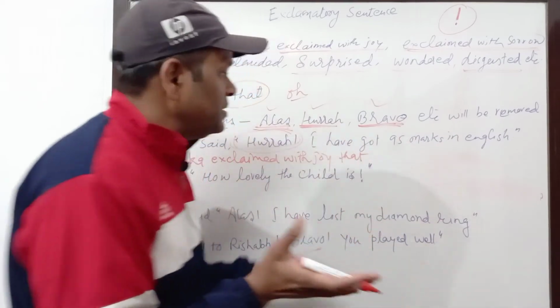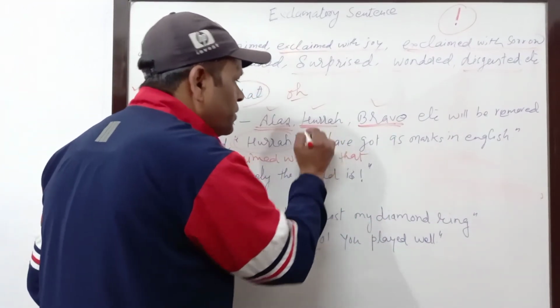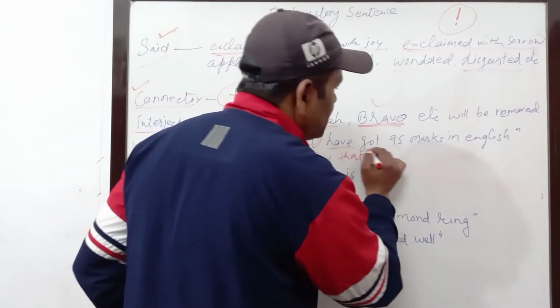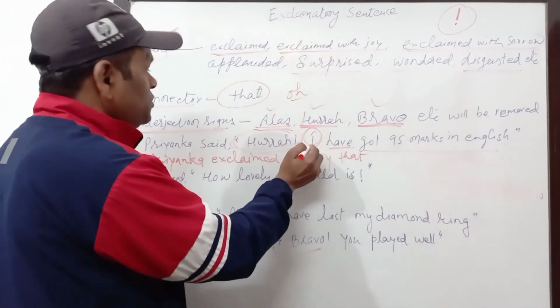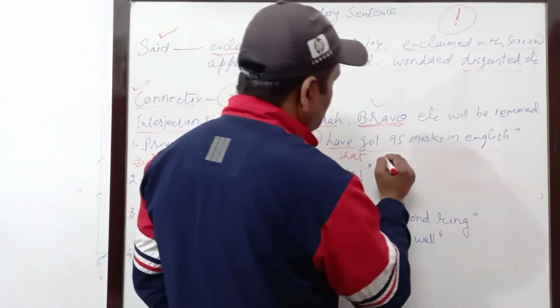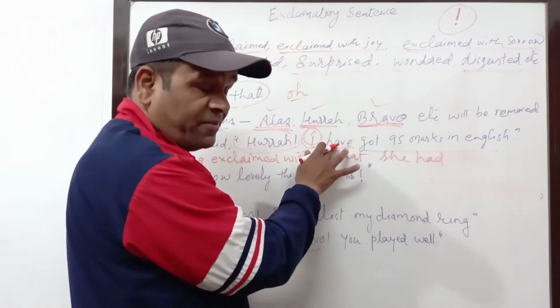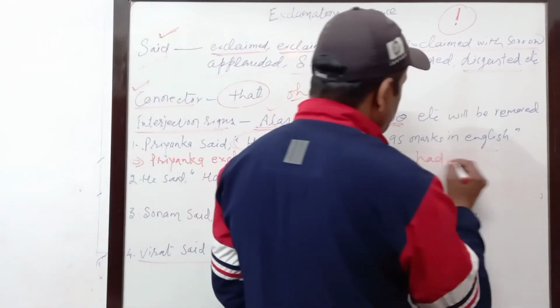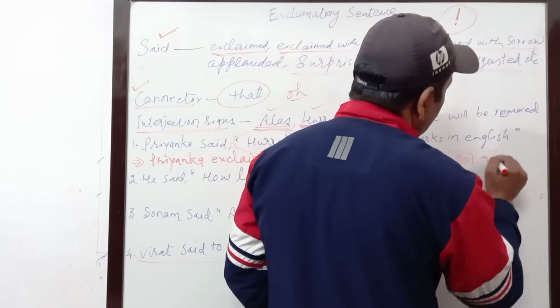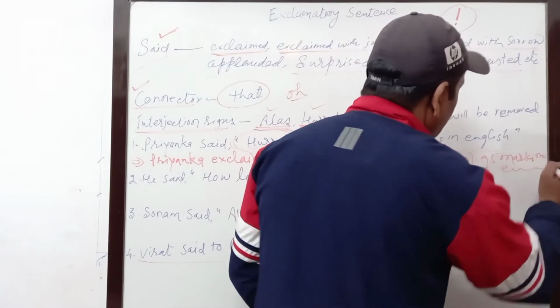And now comes the change of tense, pronoun and condition. I, that is the pronoun, have, that is the tense, and the remaining part will remain as it is. So I is there for Priyanka. So that she, have, that is present perfect, it will change into past perfect. She had got 95 marks in English. Got it, my dear children?